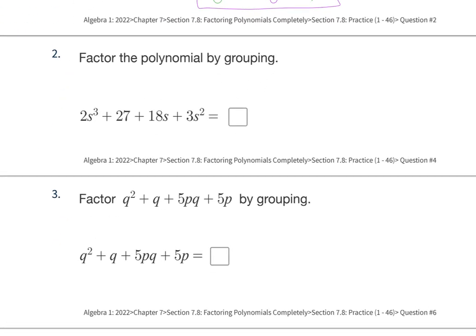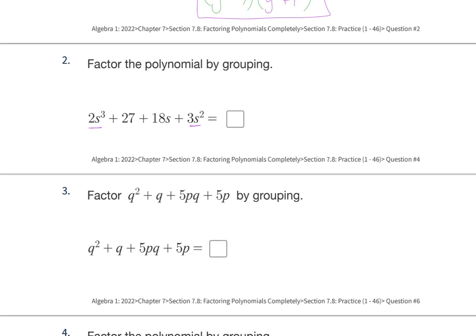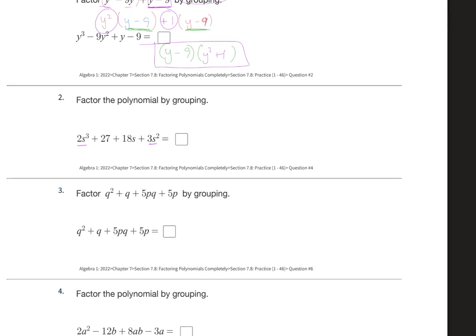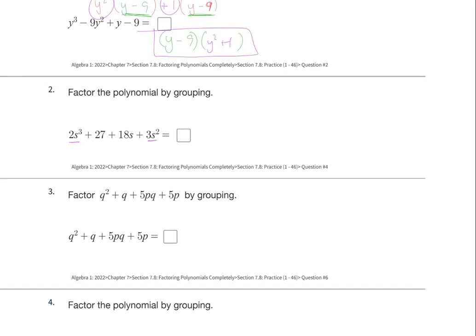Well, on this one, we can actually combine like terms first. Oh, just kidding. My brain saw 3s squared and 2s cubed, and it interpreted them as the same thing. So instead of them being the same thing, let's put this in standard form because it's not in standard form. So 2s cubed plus 3s squared plus 18s plus 27. Now we can factor this by grouping.